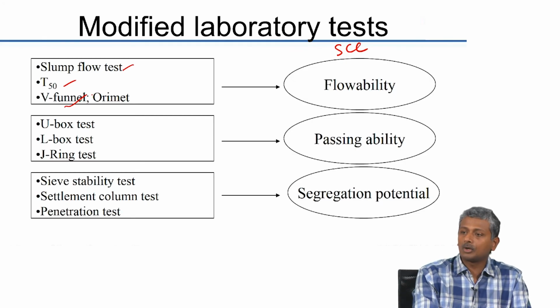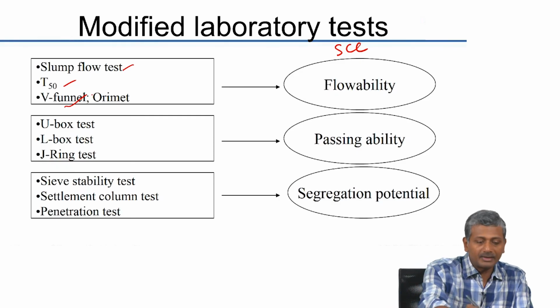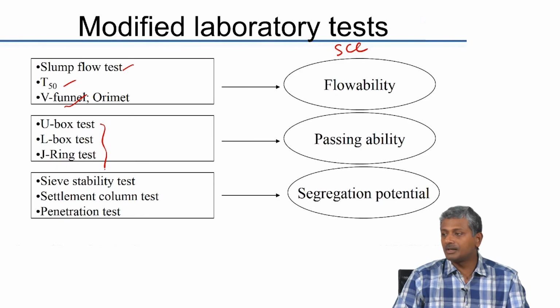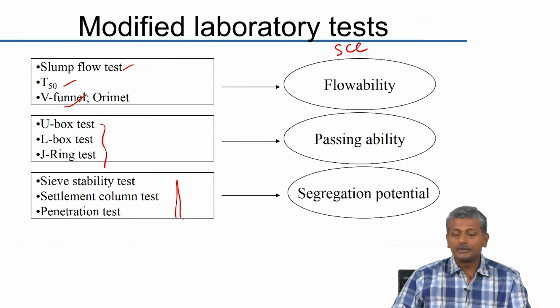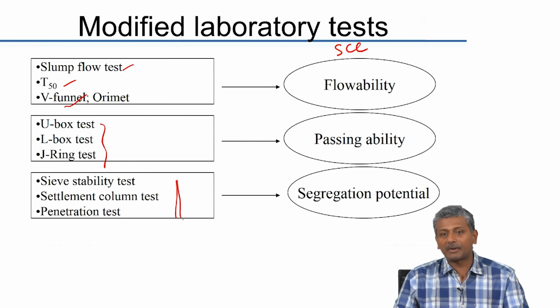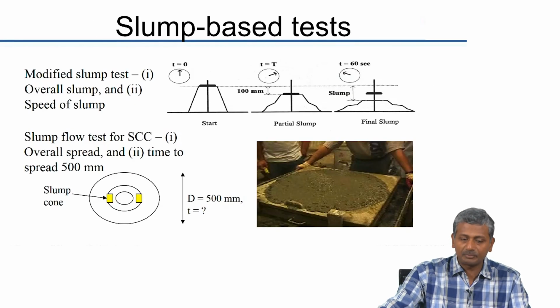Passing ability talks about the ability of SCC to pass between reinforcement, and that can be measured using a range of tests again. And then for segregation potential, you have other test methods which have been prescribed. So, what you need to do, before applying SCC to the site, is make it pass through a number of these tests or a combination of these tests to ensure that it has all these 3 characteristics. Okay. So, let us look at these tests briefly.